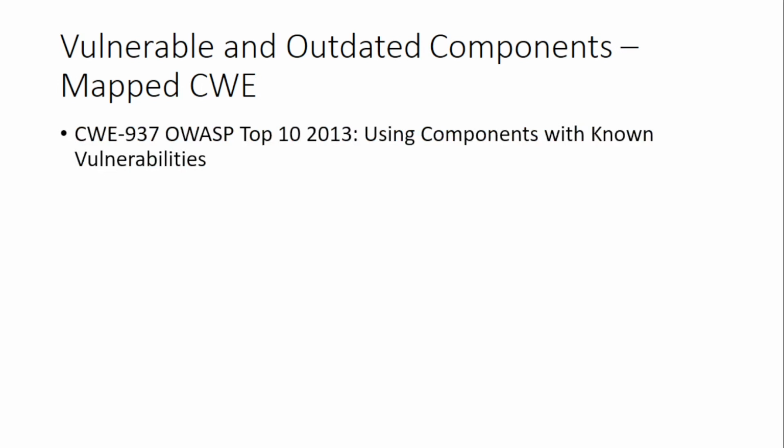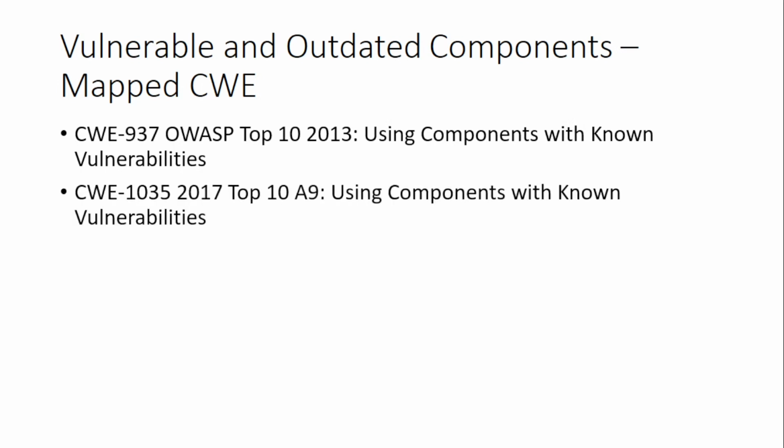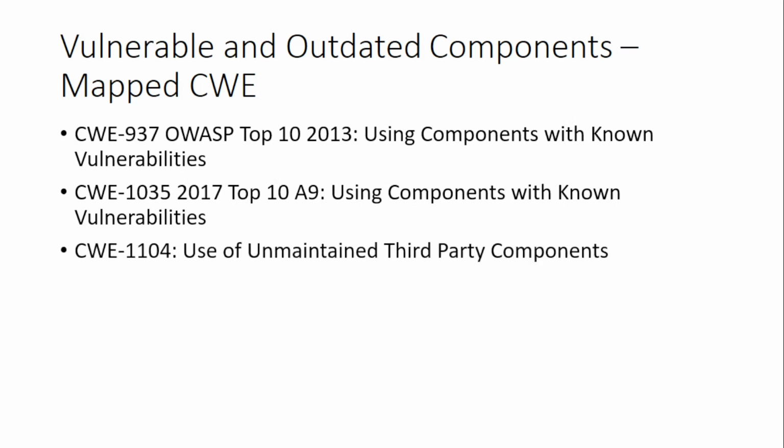So we end up with CWE 937, which was OWASP Top 10 in the 2013 edition, or the one that is numbered 1035, that is in the OWASP Top 10 A9 from the 2017 edition, which is also using components with known vulnerabilities. The use of unmaintained third-party component, which is the CWE 1104. So let's take an example.